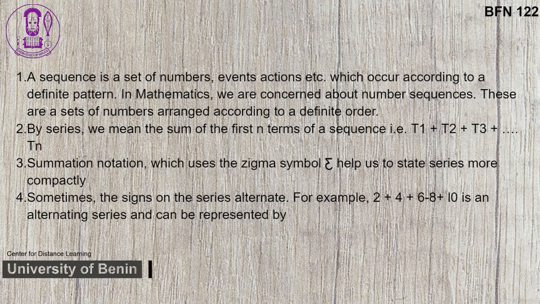2. By series, we mean the sum of the first n terms of a sequence, i.e. t1 plus t2 plus t3 plus up to tn. 3. Summation notation, which uses the sigma symbol, helps us to state series more compactly. 4. Sometimes, the signs on the series alternate. For example, 2 minus 4 plus 6 minus 8 plus and so on is an alternating series and can be represented by a sigma expression.